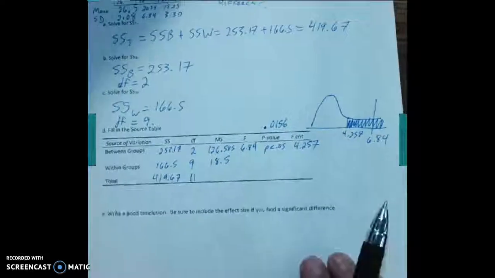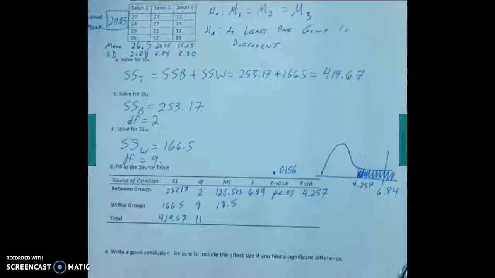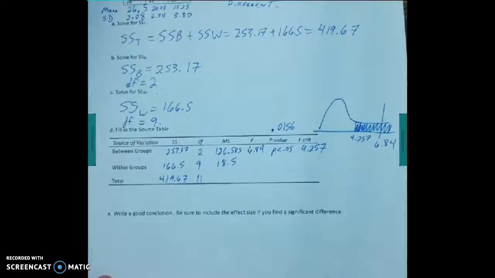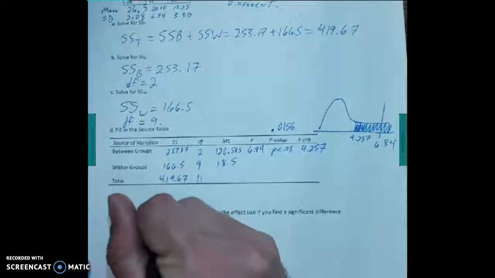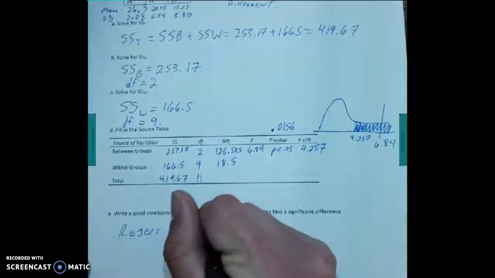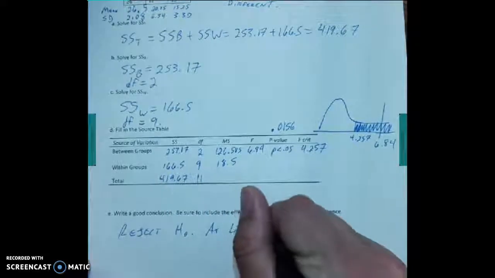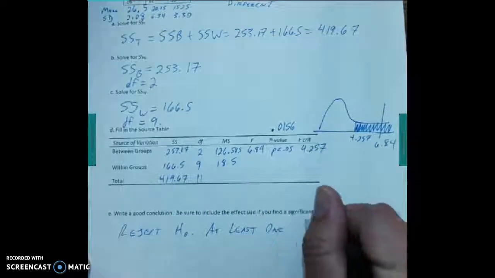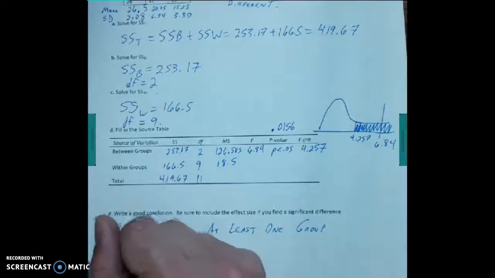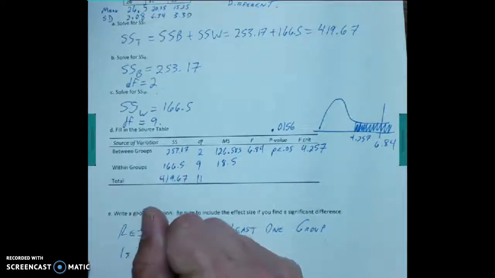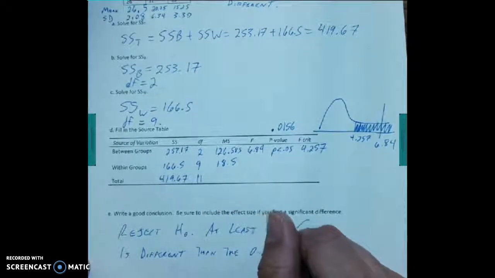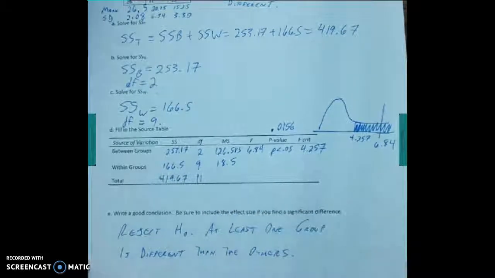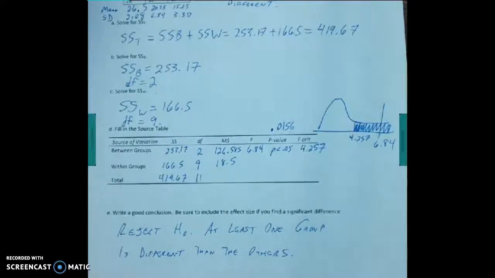So what does it all mean then? I'm rejecting. What does that mean? That means that at least one of these groups has a different mean than another one. So at this point, all we can really say is, all right, reject the null hypothesis. At least one group is different than the others. And that's it. That's the whole ANOVA test.